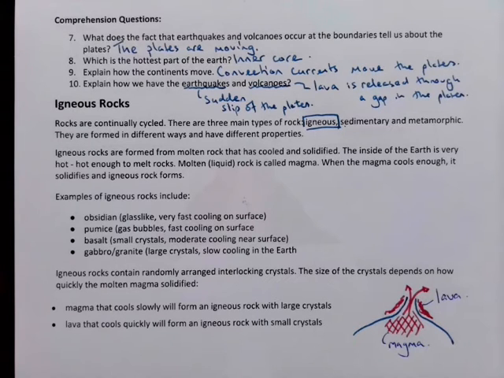Now, magma, okay, if you imagine you're a bit of magma and you're right down here, you're really hot and you're going to stay as a liquid. But if you're magma and you move over here towards the edge of this bit of magma, it's going to start to cool down a bit, and you're going to cool slowly, and you're going to form an igneous rock with large crystals. All right.